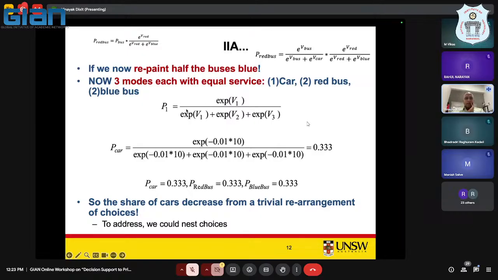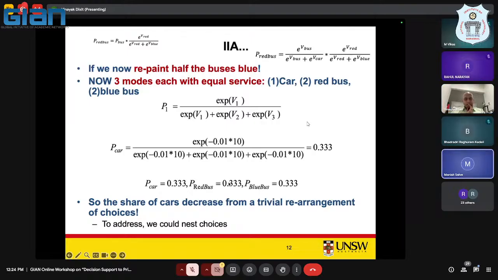So what does that mean? It's P1 equals exponent of V1 divided by exponent of V1 plus V2 plus V3. So what's the probability of a car now? It is 0.333, right? It's 1 divided by 3. So the probability of car is 0.33, probability of the red bus is 0.33, and the probability of blue bus is 0.33. So now what is the total probability of taking a bus? It is 0.67, right?